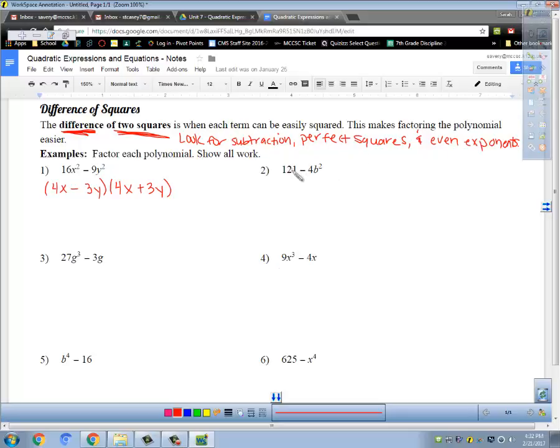Number 2, I can't factor anything out. Square root of 121 is 11. See minus. Square root of 4 is 2. And then divide your exponent by 2. And then just write the same thing with different signs. And you're done.